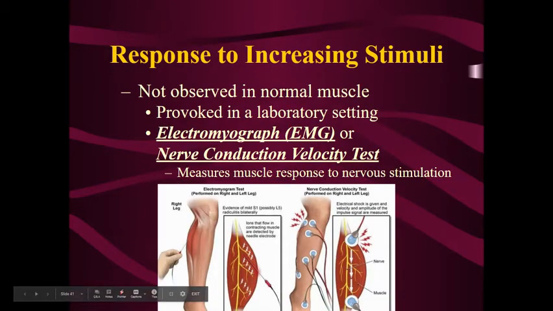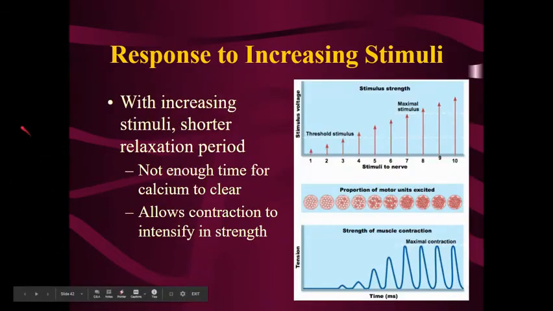Muscle twitch, we don't normally observe in a normal muscle, but this can be provoked in a lab setting with an electromyograph, an EMG, or a nerve conduction velocity test, which will measure muscle response to nervous stimulation. So if we increase the stimuli with shorter relaxation periods, we do not give enough time for that calcium to fully clear, and so it allows the contraction to intensify in strength.